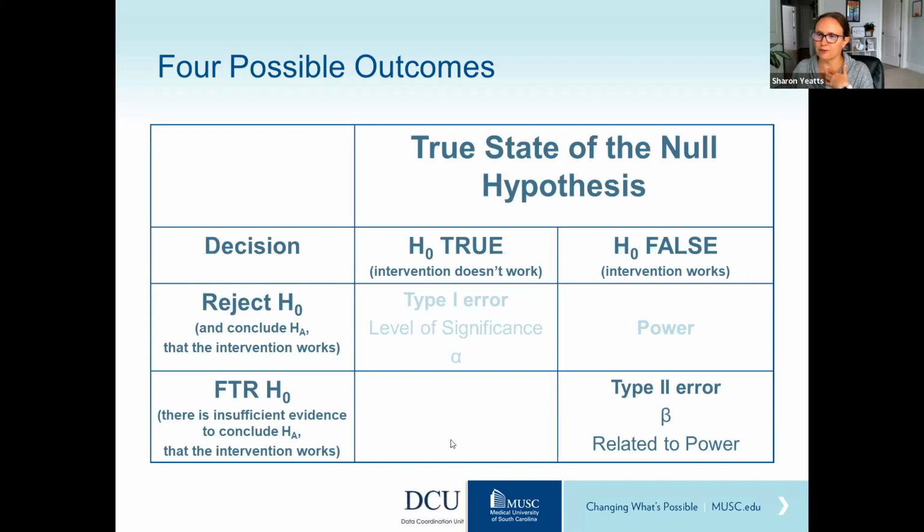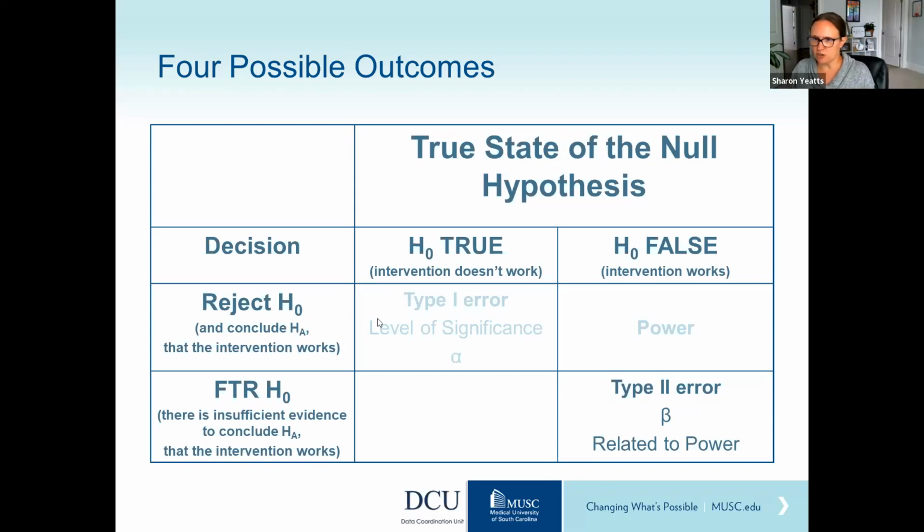But we never know which of these situations we're in. And so the way that we go about designing studies is by choosing parameters for our statistical tests that minimize the likelihood that we make the corresponding errors that you see in this table.